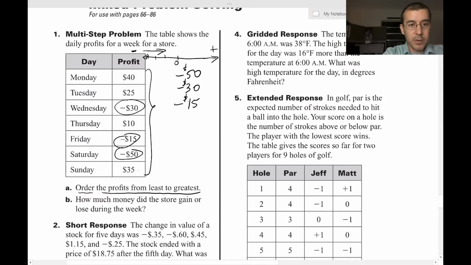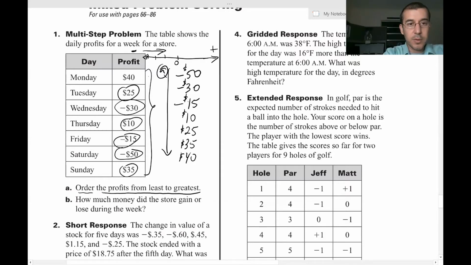Then what's the smallest positive number? That's 10. So 10, then it's 25. So 10, 25, and then we have 35, and then 40. Right? All these are dollars. So that's the order of the profits from least to greatest. That's A. B, how much money did the store gain or lose during the week?